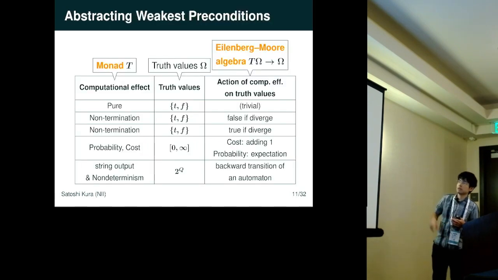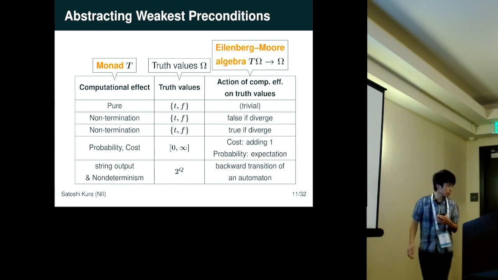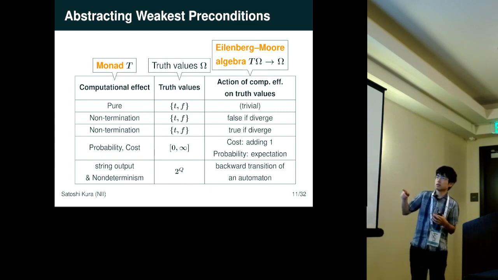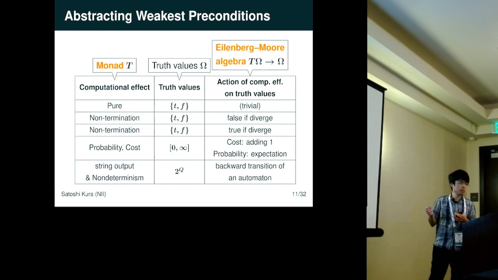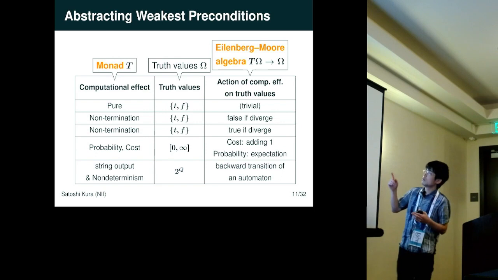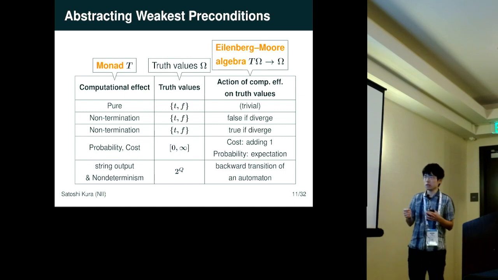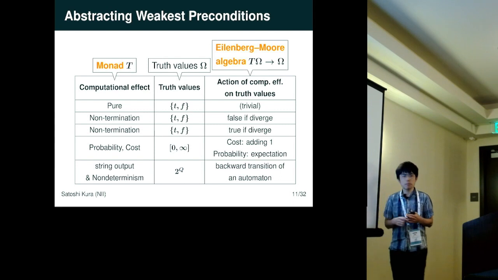So the instances of weakest preconditions that we saw can be summarized like this table. So in general, we consider programs that may cause computational effects, and it is well known that computational effects can be modeled by monads. And next, we used truth values that are not necessarily Boolean. So we write a set of truth values as omega.